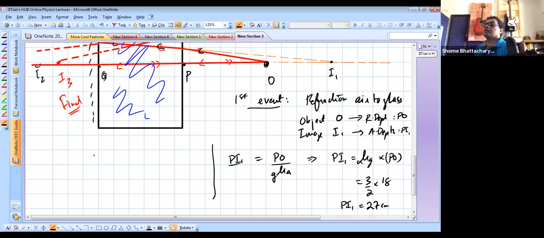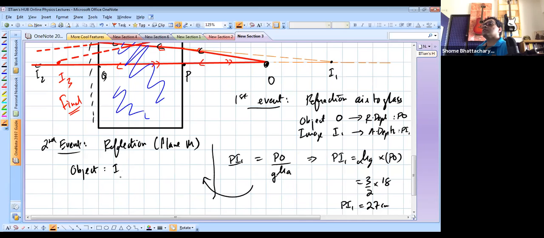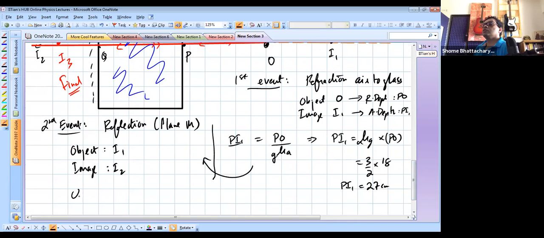Now the second event is reflection at a plane mirror. The object for that one is now I1 and the image is I2. So object distance should be equal to image distance. So QI2, the image distance, should be equal to QI1. So that should be equal to the thickness plus this.